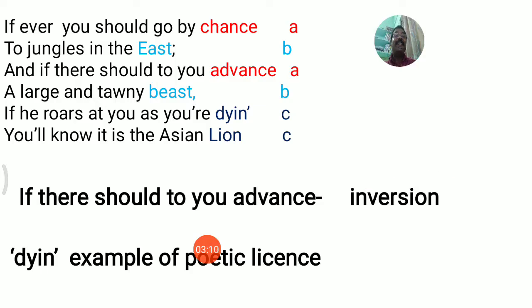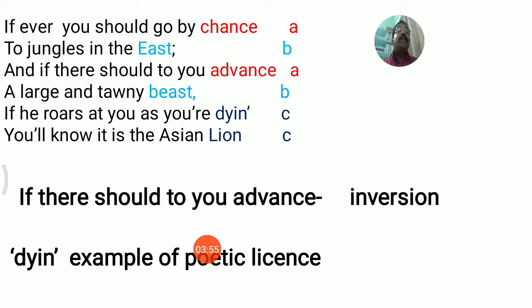So if we analyze the first stanza, you can find that the poet has used a number of poetic devices to make the poem appear more attractive and pleasant for the reader. First we will find out the rhyme scheme of the poem. Listen to the last words of every line. The first line ends with chance, and it rhymes with the third line, advance: chance and advance. Similarly, east and beast, second and fourth line, and the last, fifth and sixth line, dine and line.